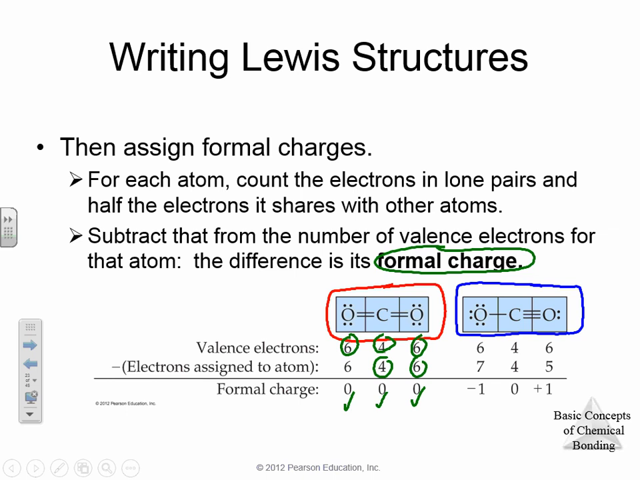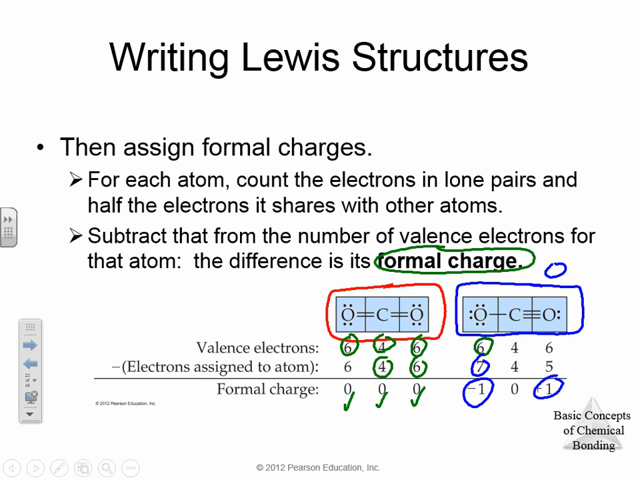If you go over to the example that isn't the most correct, what you can see is oxygen should have 6, but we have 7 electrons assigned to it. 6 minus 7 is minus 1. Carbon is 4 minus 4. And then the other oxygen should have 6 electrons, but we only have 5 assigned to it, so its formal charge is plus 1. What's important to note is -1 and +1 will cancel out, so this has a charge of 0, which makes it a good Lewis dot structure.